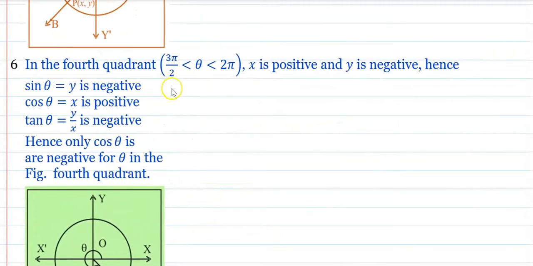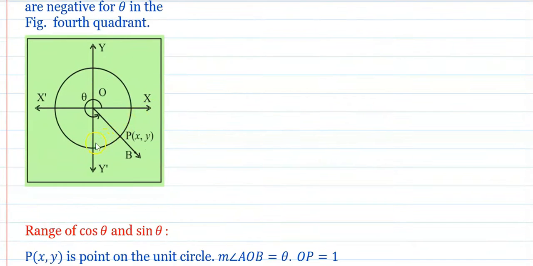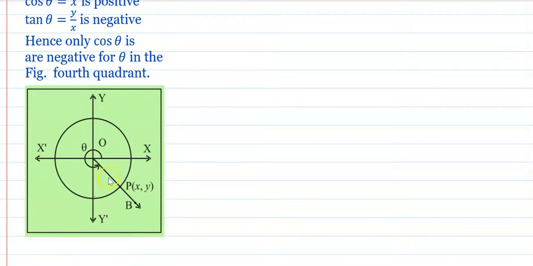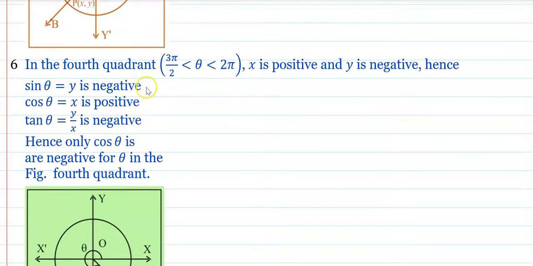Next, what will be the range of the angle in the fourth quadrant? That is 3 pi by 2 to 2 pi. And in the fourth quadrant, y is negative, which is for sin. Okay. x is positive, therefore cos is positive, and their ratio, negative upon positive, is again negative, so tan is negative.